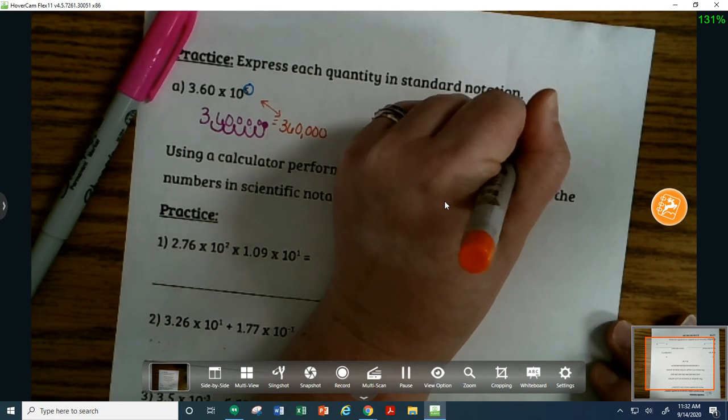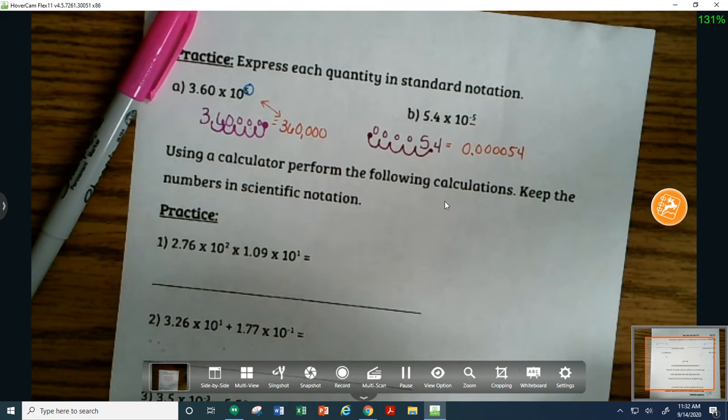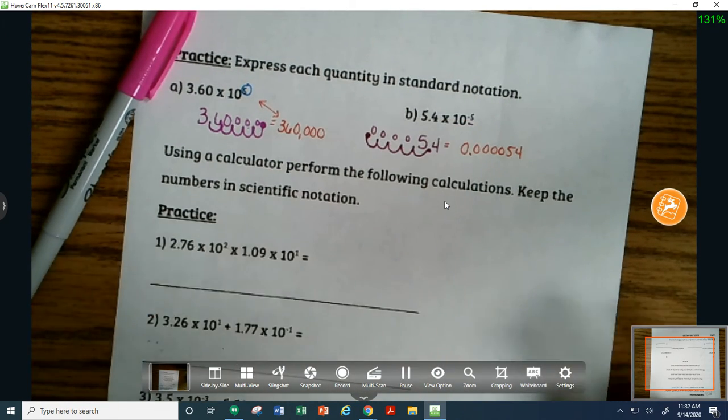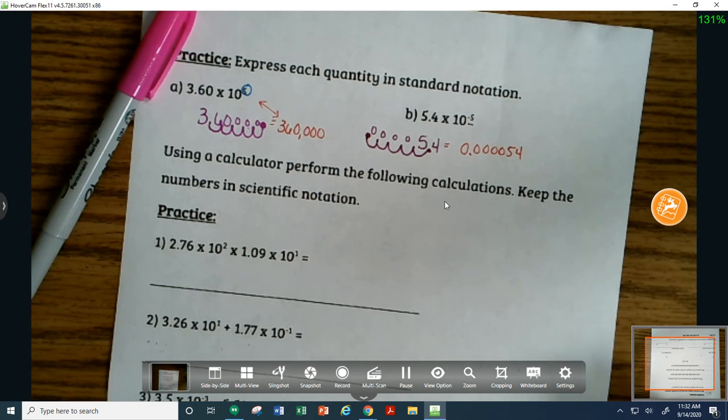2, 3, 4, 5, 4. So that's what my final answer should look like for this particular example. Now, if you didn't put a 0 in front of this decimal, that's fine. I like to always have a 0 to the left of my decimal.